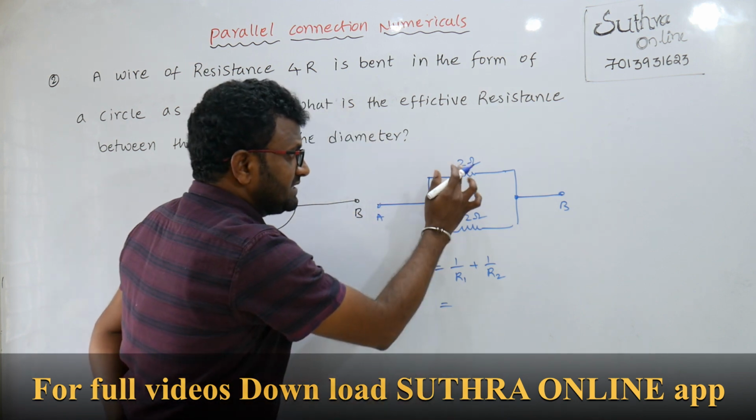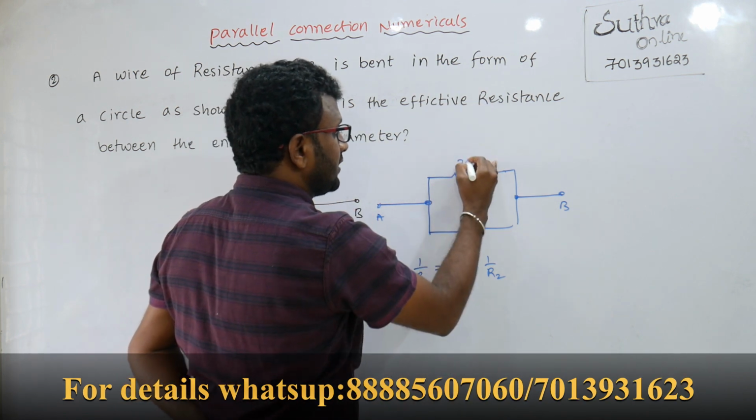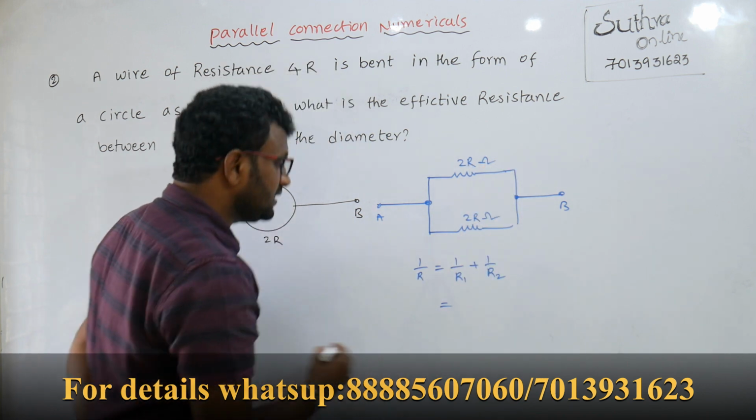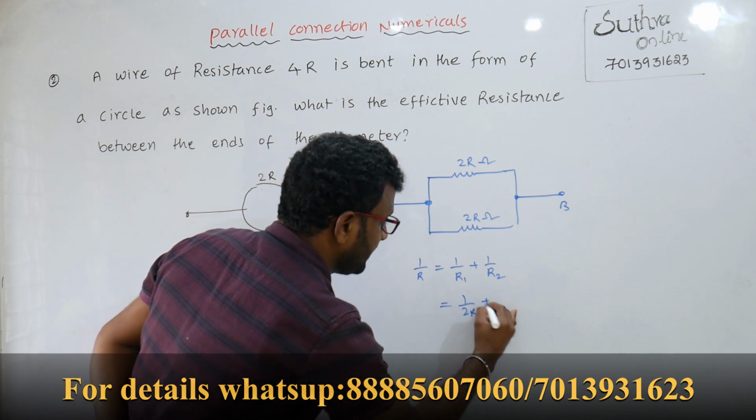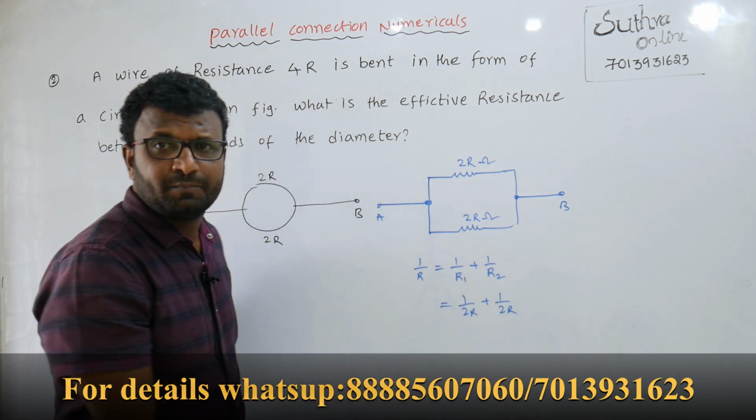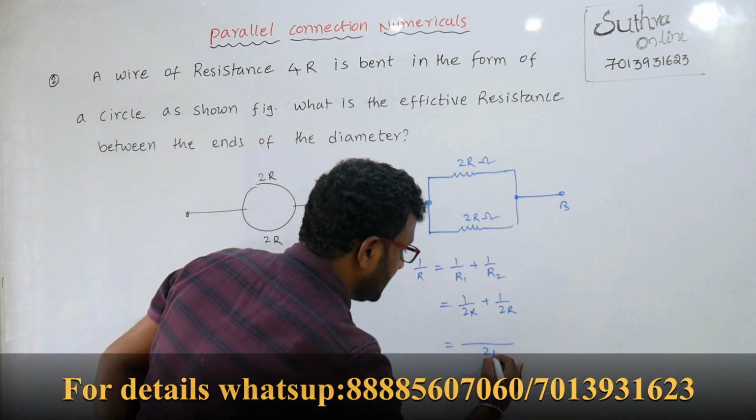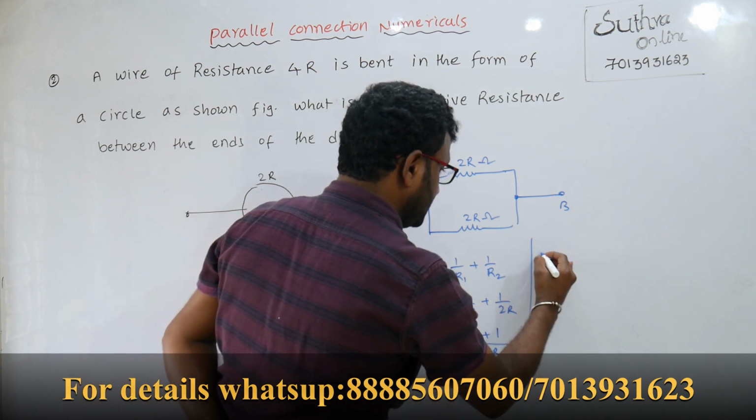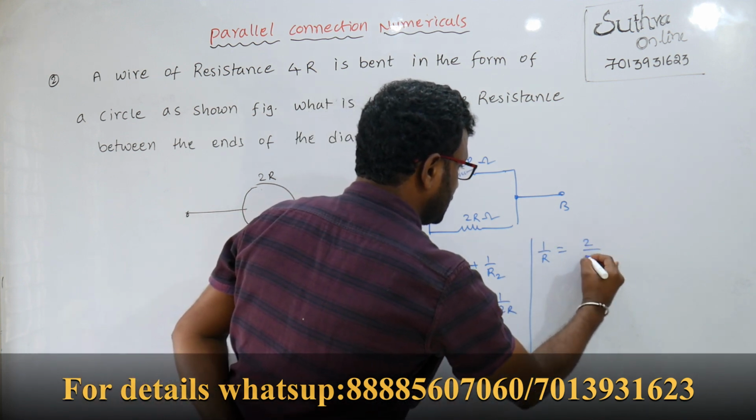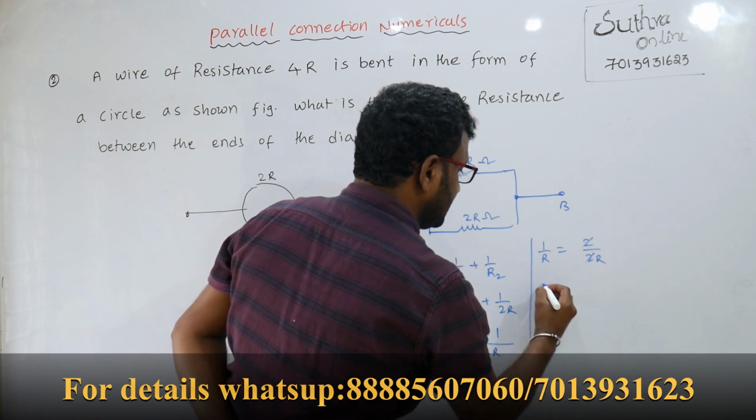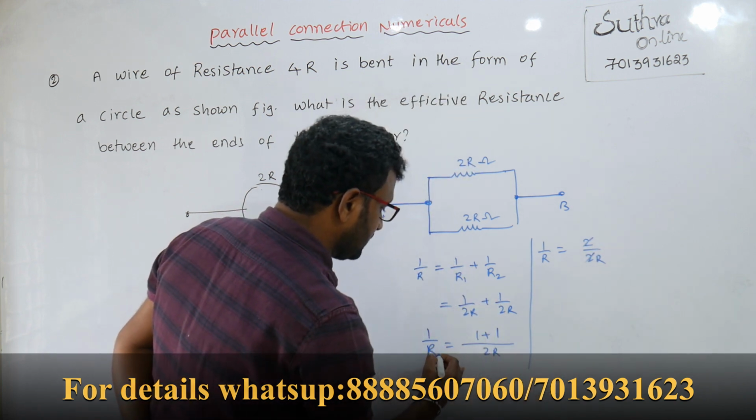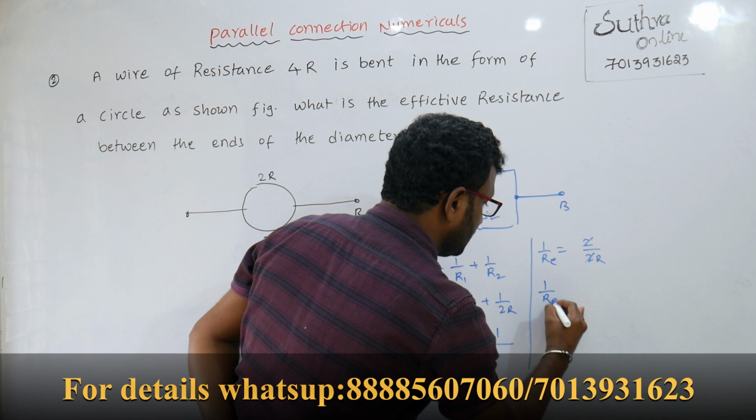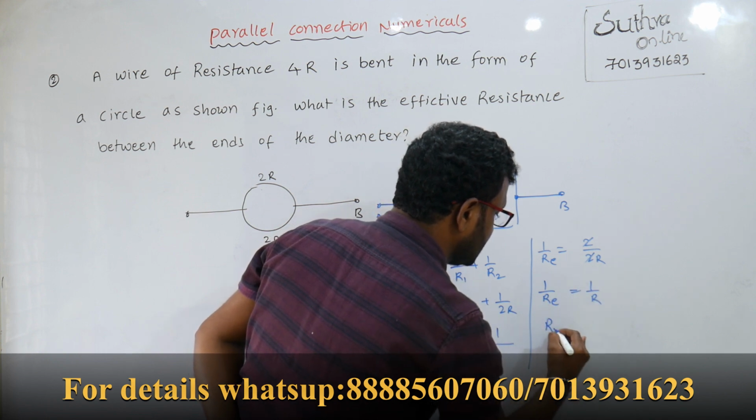So what is given? This is 2R ohms and this one is also 2R. So 1 by 2R plus 1 by 2R. What is the LCM here? The LCM is 2R, and 1 plus 1 is 2, so 1 by R is equal to 2 by 2R, where the 2s cancel. Then for the effective resistance, 1 by RE is equal to 1 by R. So that means RE is equal to R.